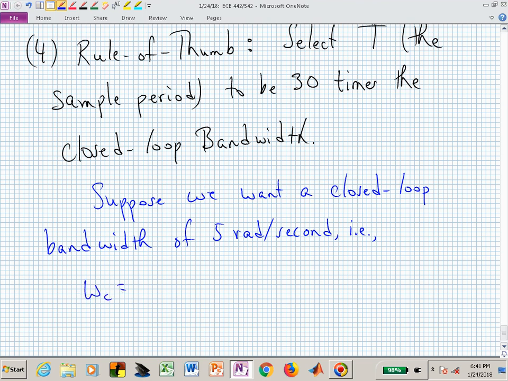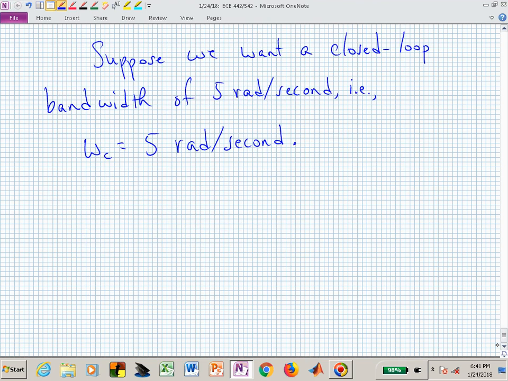I.e., we want omega sub c, so I'm really playing with the subscripts on omega, aren't I? But omega sub c is our c for closed loop. Omega sub c is 5 radians per second. And if you're not comfortable with radians, you could translate that into cycles per second or hertz.